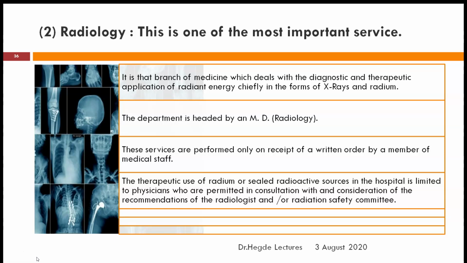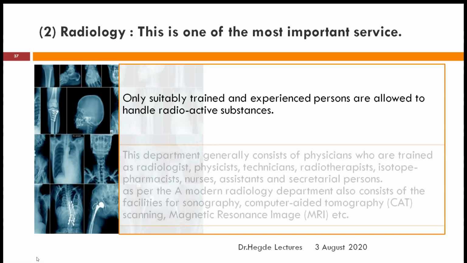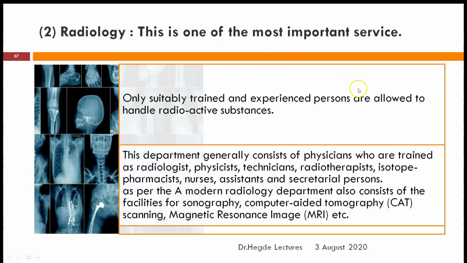These radiologists have to take almost all precautions, and they should always follow the guidelines of the radiation safety committee. Now we will see the radiation safety committee and how the radiologist will implement it. Only suitably trained and experienced persons are allowed to handle radioactive substances, because these are very dangerous substances which, when exposed in radiation therapy, can cause unwanted effects, such as cancer and other things.